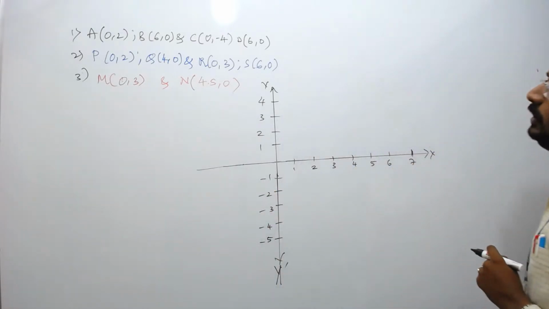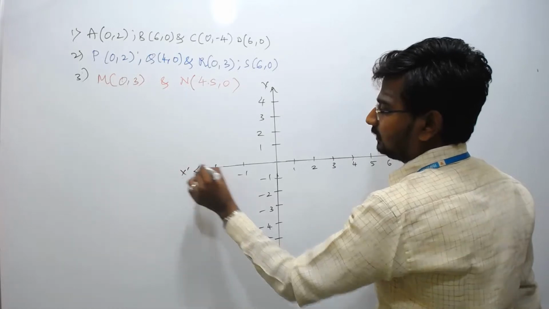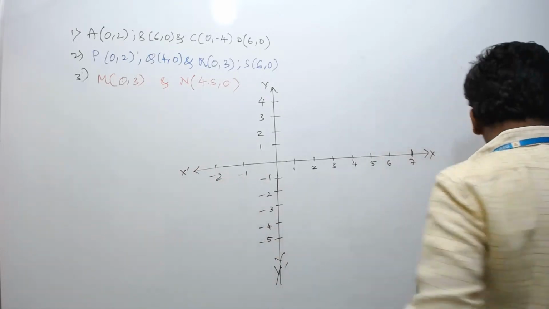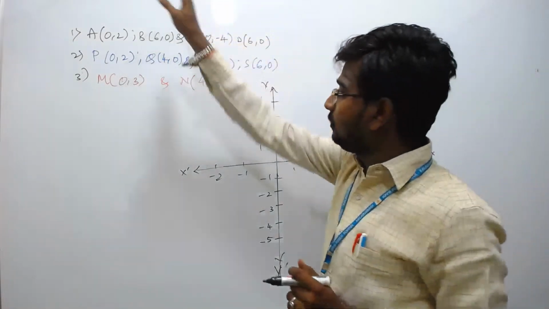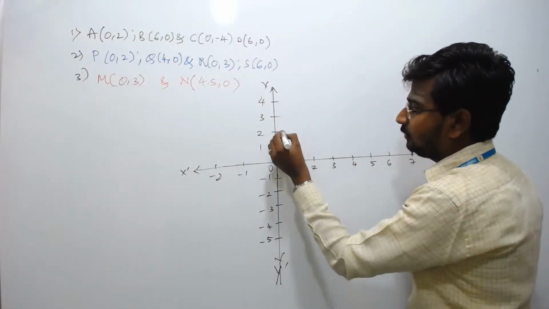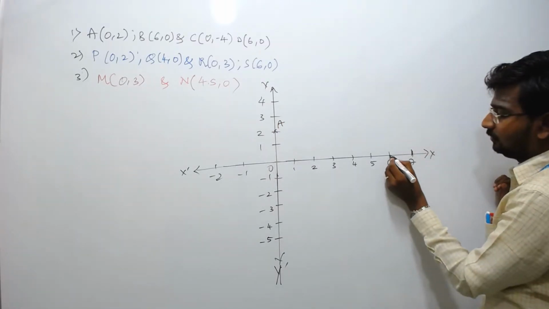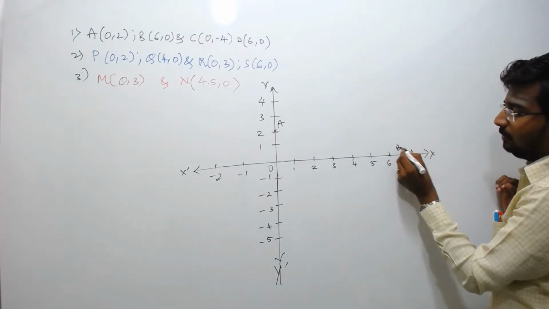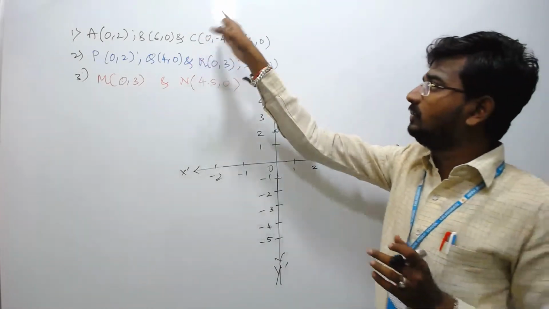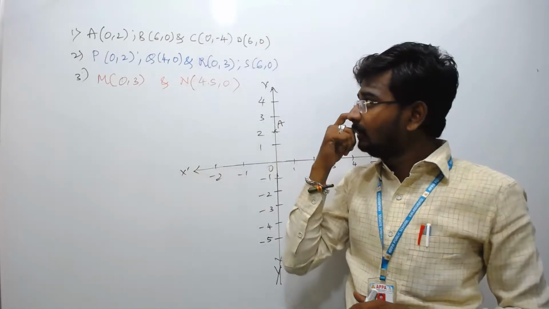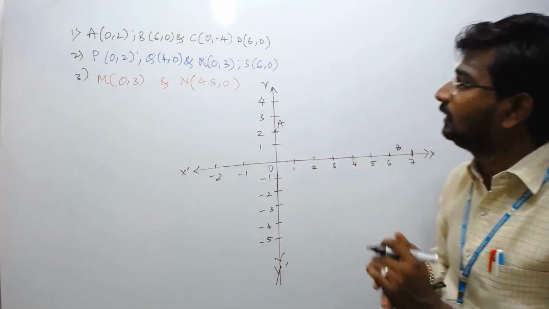Is there any negative x value? No. Just one I will take, -1, -2. So this is x dash. Okay, black ink represents intersecting. Okay, 0, 2. This is the origin, 0, 2. This is point A. Point B 6, 0. So this is point B. Don't write in advance 0, 2 and all. It is understood: ABCD for the first line, then PQRS for the second, and M and N for the coincident.